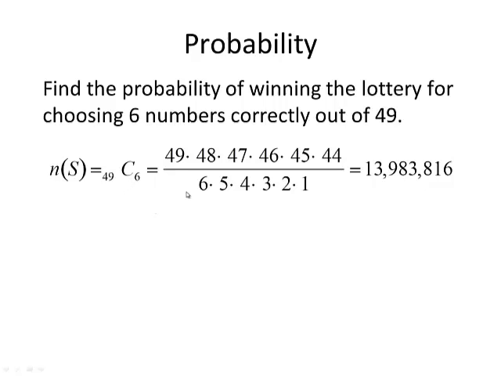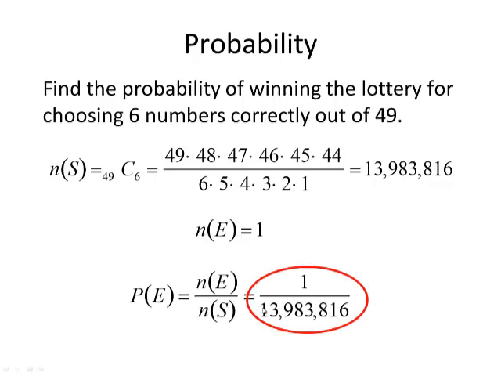Well, how many ways out of these are there to win? There's just one. So you have to pick exactly those 6 numbers out of 49. So your probability that you're going to win is 1 out of almost 14 million.